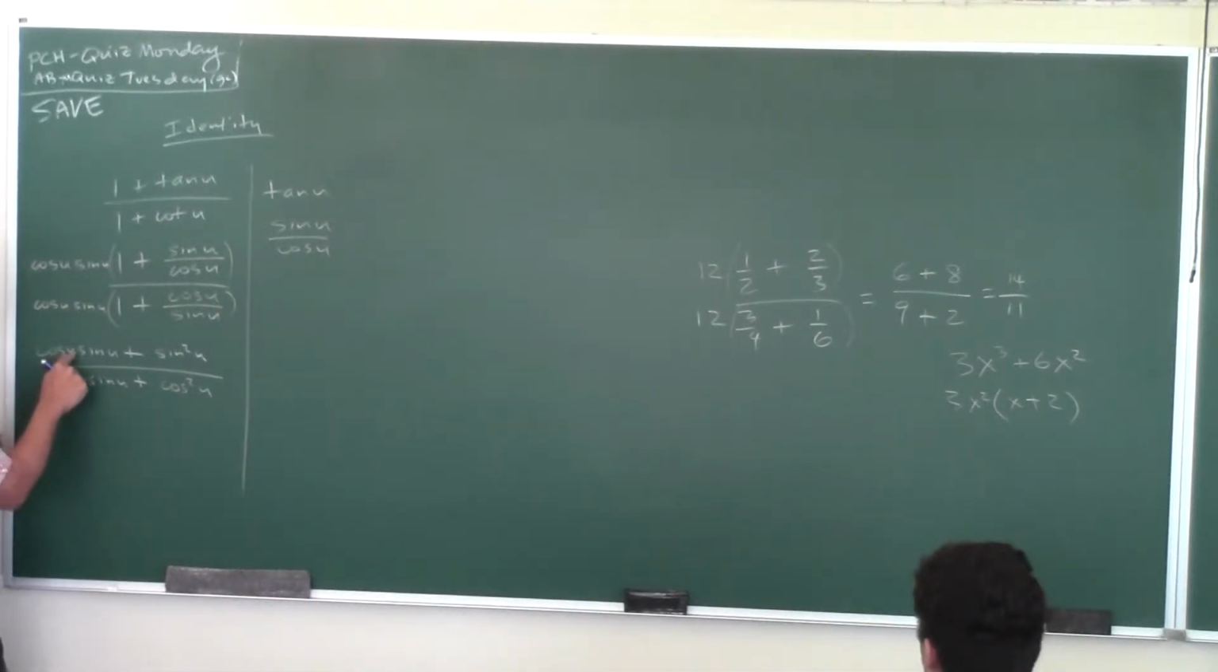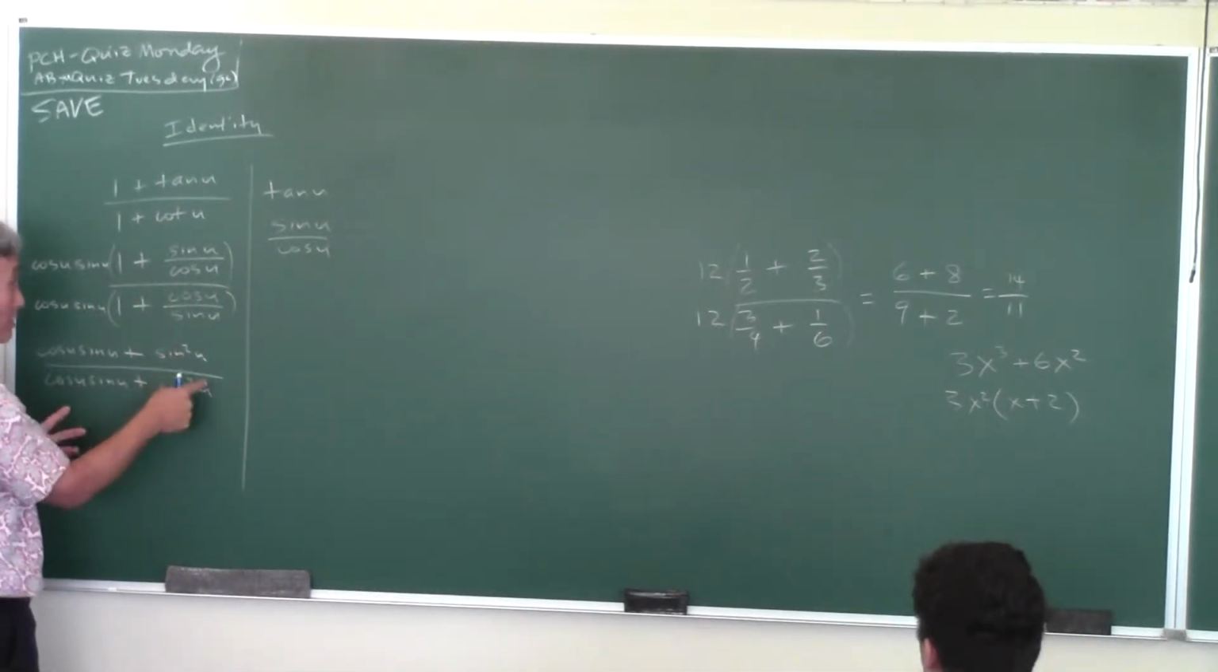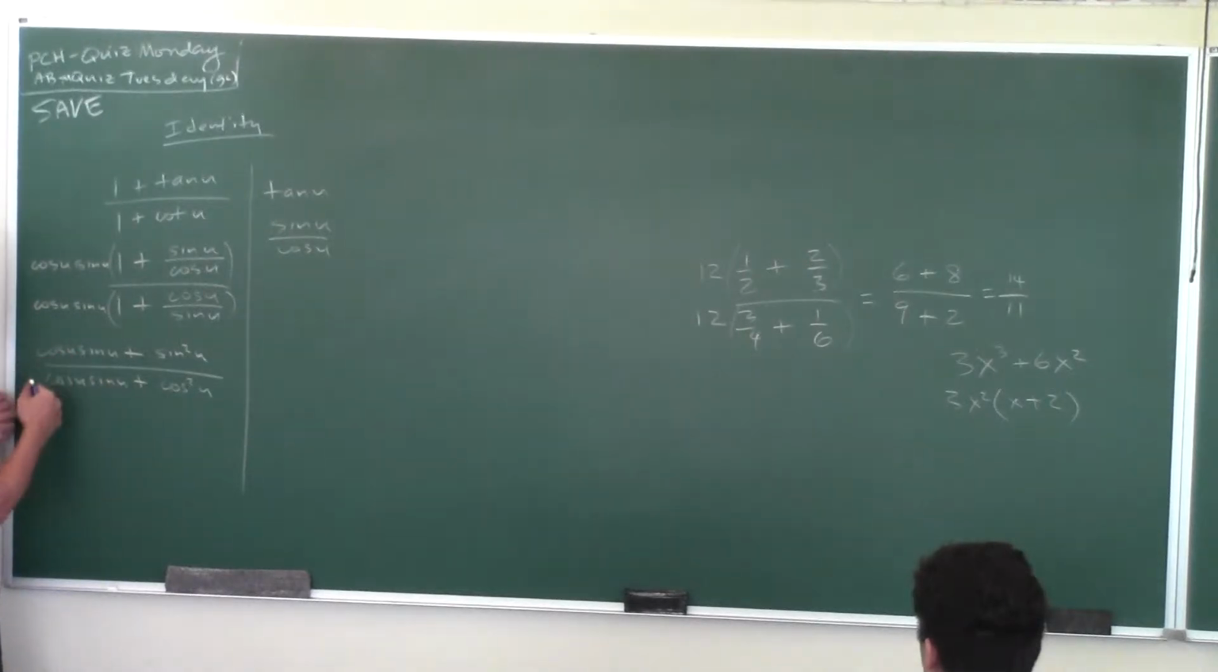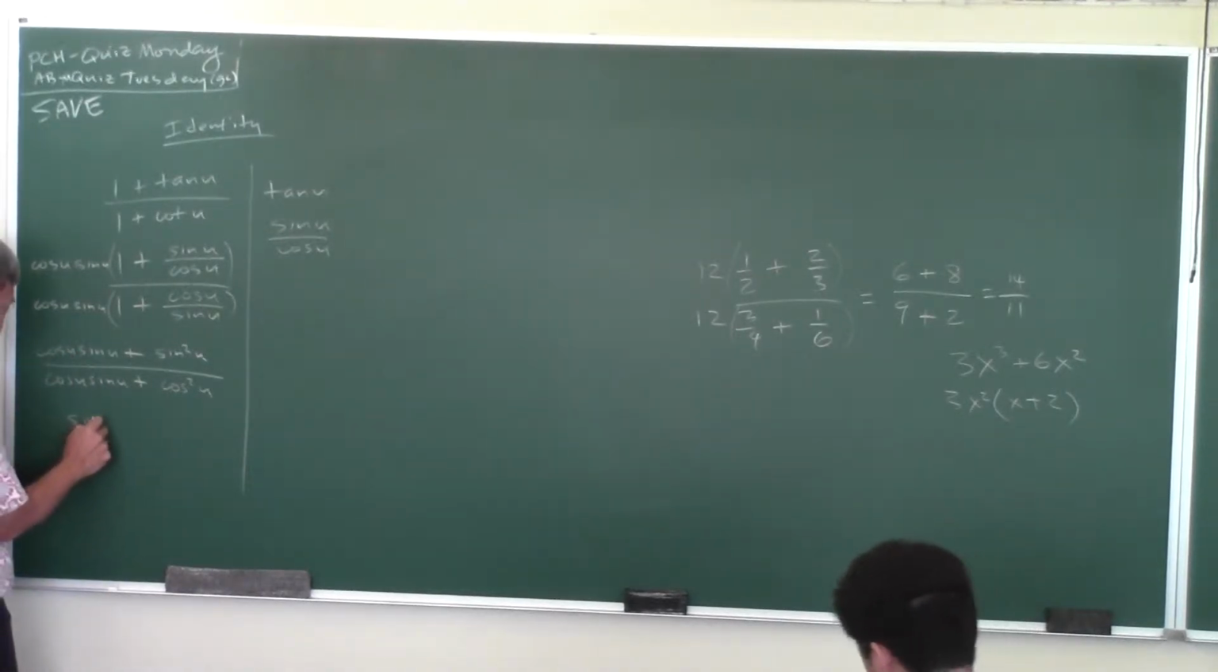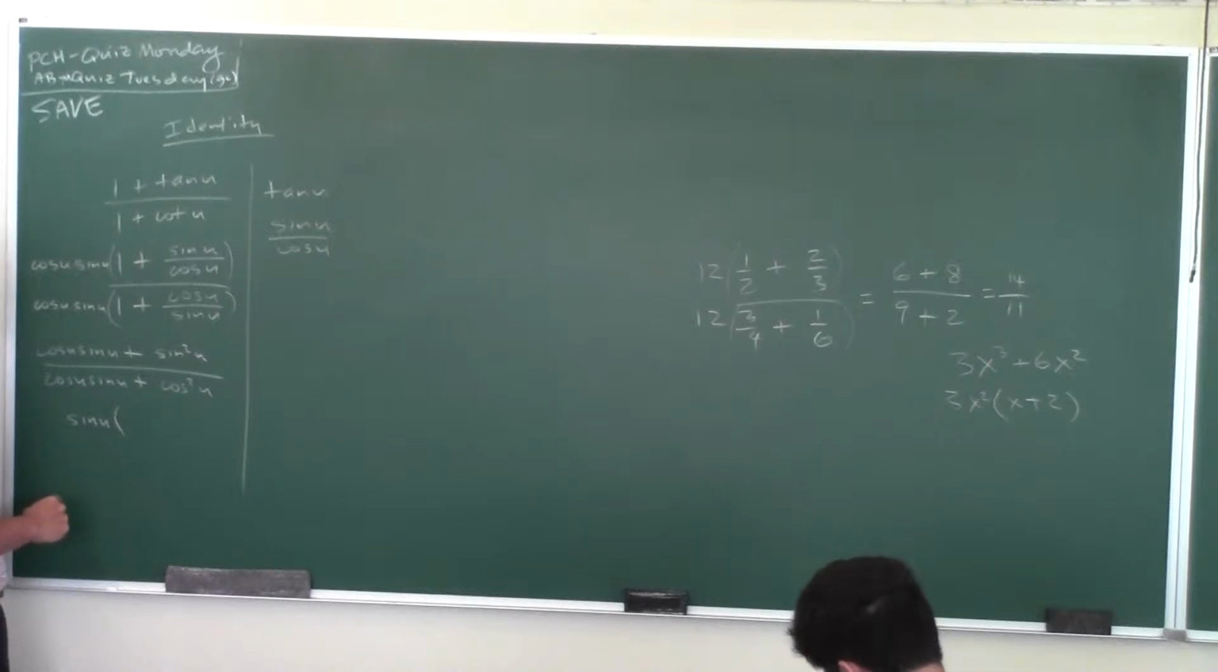Okay, let's do it over here. Over here I have cosine times sine. Over here is sine squared. What can be factored out? Sine u. What's going to be left?